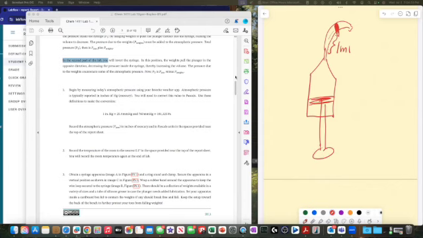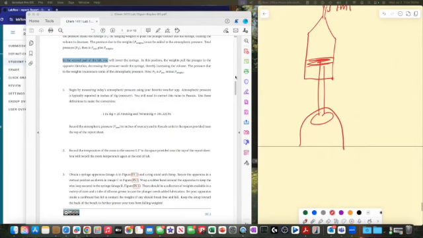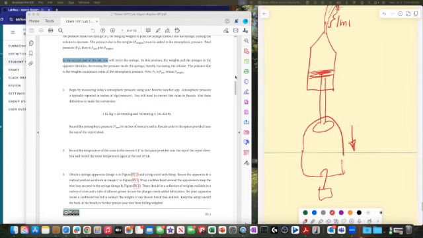And then this time the weight is hanging on this, okay? So here you have the weight, and the weight is pulling the plunger out. So it's actually acting in the opposite direction. So remember, the atmospheric pressure is still acting on this, the air, okay?